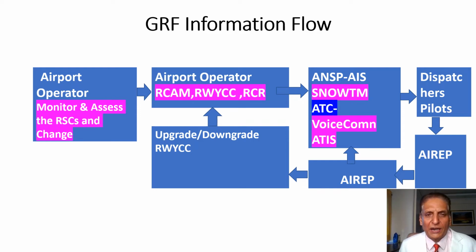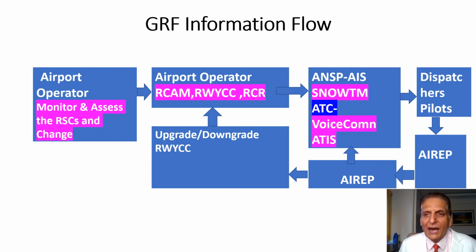Firstly, the airport operator is responsible for monitoring and assessing the runway surface conditions and any changes which take place in the runway surface conditions. The airport operator is further responsible for runway condition assessment metrics, runway condition code, and runway condition report. From the airport operator, the information flows to the air navigation service provider, that is, Aeronautical Information Service, in the form of a NOTAM. Based on the NOTAM, ATC sends the information through voice communication and ATIS to dispatchers and pilots.